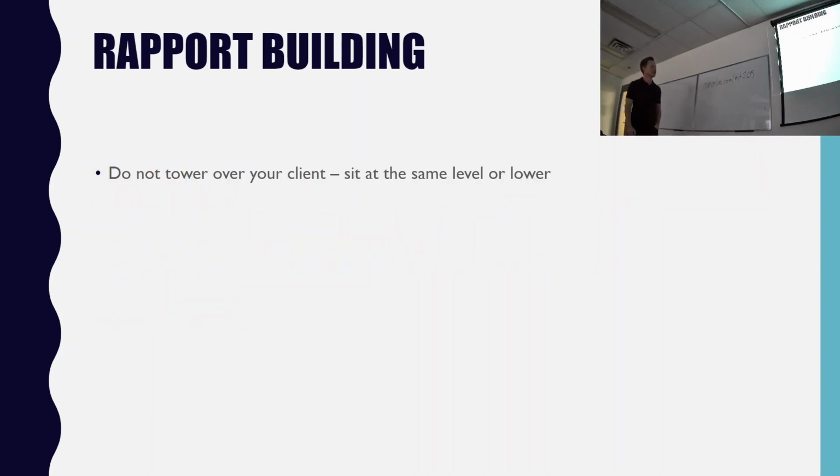Do not tower over your client, sit at the same level or lower. What that means is do not sit on the table and have them in a chair. Get them on the table and you're in the chair. Or if you have two chairs, you're both on the chairs. In my clinic at home, the interview process happens where we're both sitting down at the same level. The client would be where you are, and I'm about this far away and I'm sitting down.